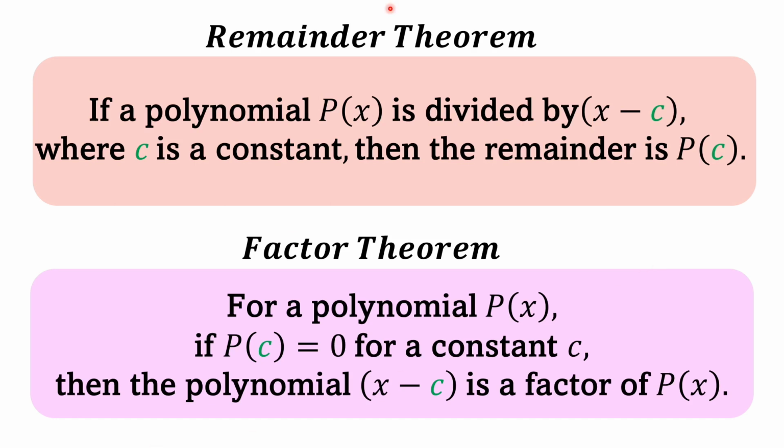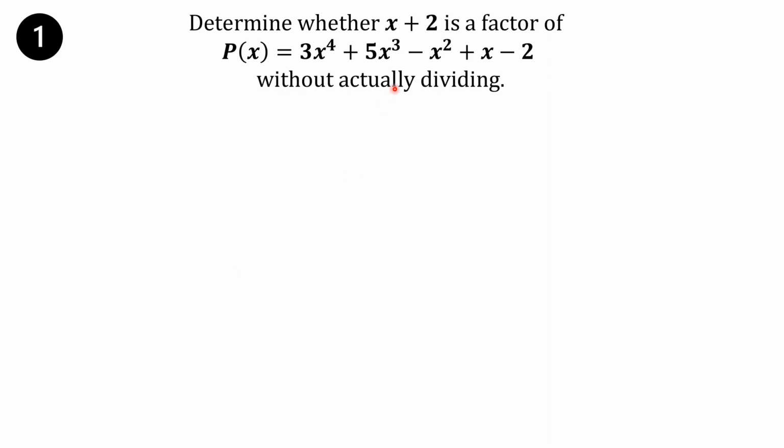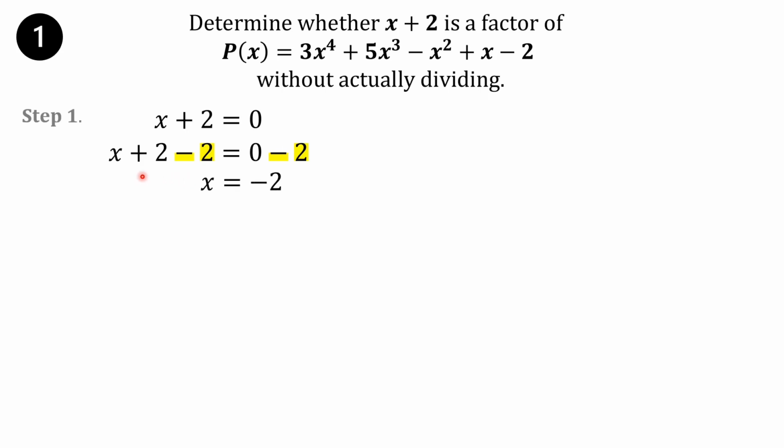Okay, let's have an example. Determine whether x plus 2 is a factor of p of x equals 3x raised to 4 plus 5x cubed minus x squared plus x minus 2 without actually dividing. So step 1, we're going to extract the value of x from the divisor. x plus 2 is equal to 0, adding negative 2 to both sides to get x is equal to negative 2.